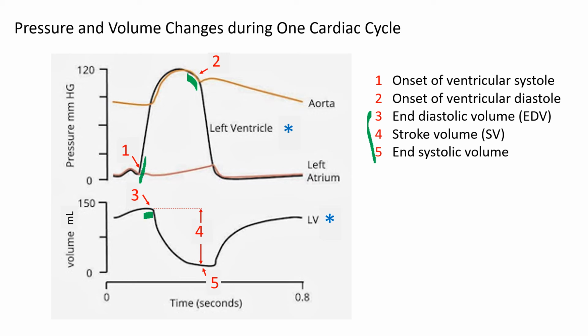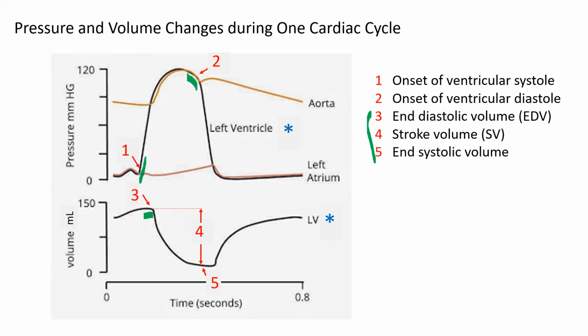So the end diastolic volume is the quantity of blood that's in the ventricle at the end of diastole, so the end of ventricular relaxation. Contraction is just about to happen. So what's the maximum amount of blood before the ventricle contracts during this particular cardiac cycle? That's the end diastolic volume. And you can see it's the highest point on this graph, right? At no other point does the ventricle contain more blood than it does at the end diastolic volume.